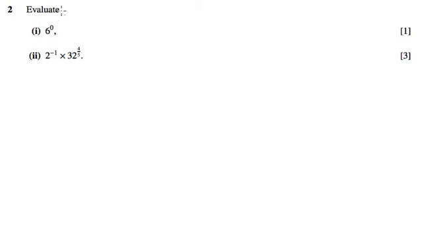Okay, 2 part 1 just wants us to evaluate 6 to the power of 0. And that's something that you should just know off the top of your head straight away. And the answer is 1. Anything to the power of 0 is always, always 1.